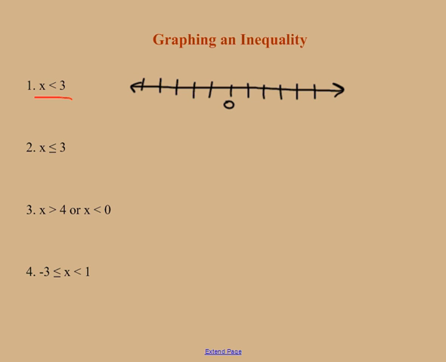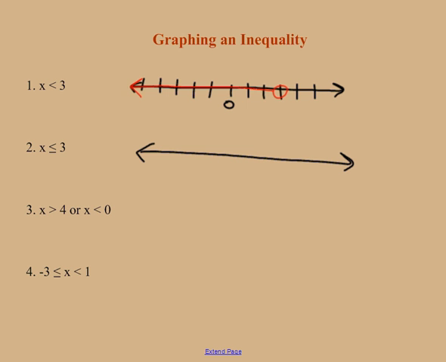So in order to graph this, x cannot equal 3, so what we do is we go over 1, 2, 3, and we put an open circle indicating that x does not equal 3, and then x being less than 3, we draw a line to the left with an arrow on the end. So that would be the graph of x is less than 3. All right, let's move on to our second example.